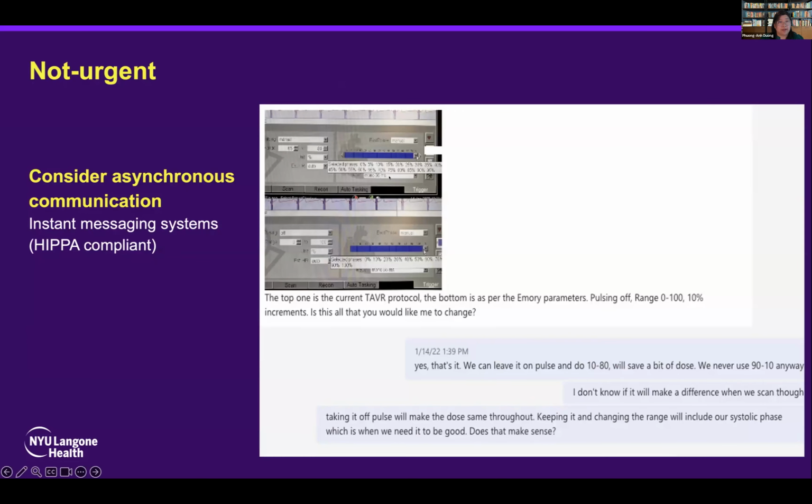So this is an example of instant messaging. This is communication that I had with one of my technologists about a TAVR protocol, and she was able to send me images of what was going on, like a screenshot of what she was doing. So it was a really convenient way for me to address this without having to be there. She was at a remote site, so there was no way I could be there to help her. But having her upload some images made it a lot easier for me to deal with this question.